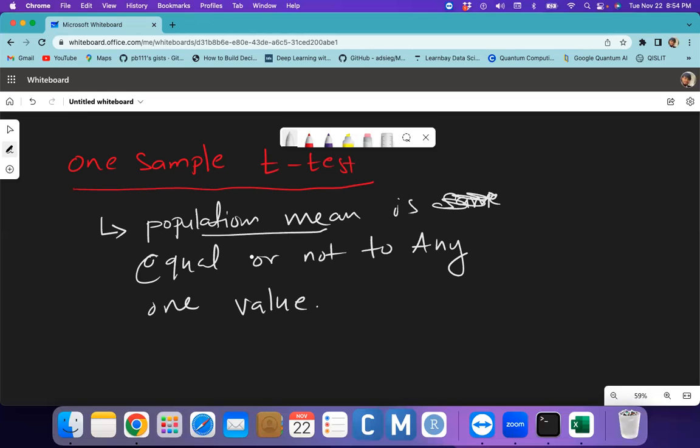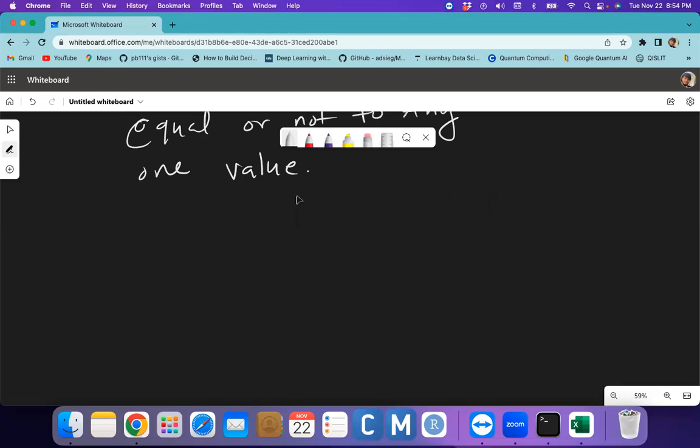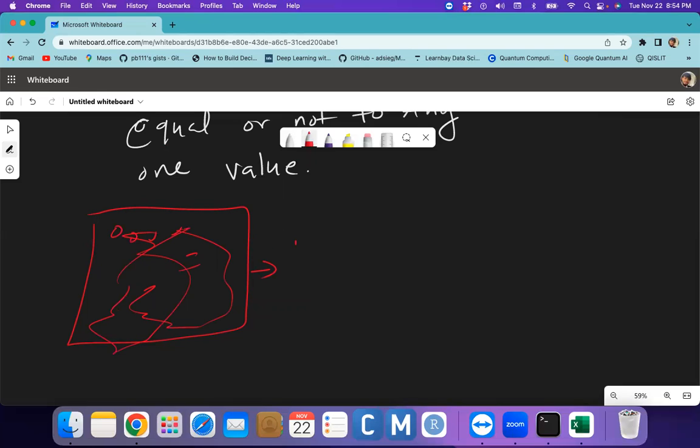So you have one population, you have one sample. Let me consider you have a population something like this. This is my population. From this particular population, you might be getting the mean, right? This is the mean which will be compared with the one constant value.